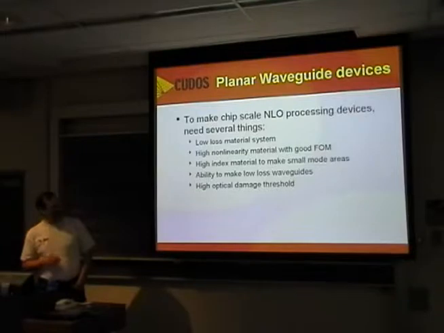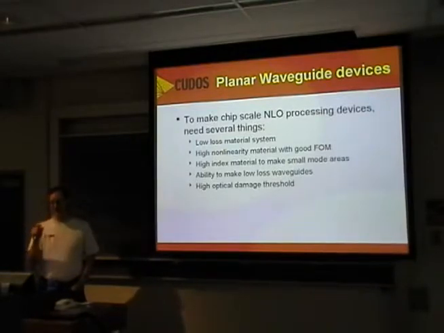Obviously, you've got to have a way of being able to make low-loss waveguides in a system. And in an ideal world, we'd also like to have a high damage threshold, because when you start to squeeze some of these mode areas right down into the sub-square micron regime, you can very rapidly get to gigawatt per centimetre intensities.